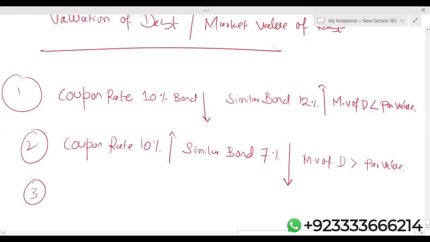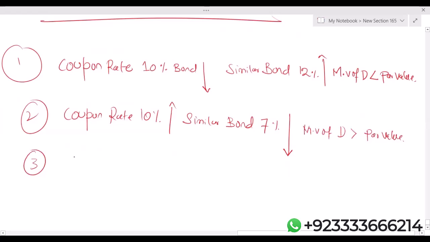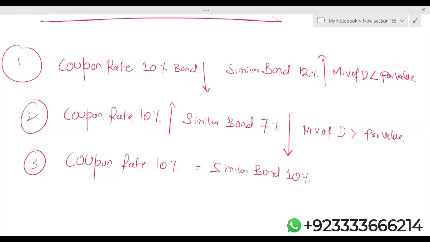Third possibility. If the coupon rate your company is paying is 10, and let's say the similar bonds in the market are also paying 10%. In case number 3, your debt holders have no advantage and no disadvantage, because they are getting the same return as in the market. If this is the case, then market value of debt will always be equal to par value.